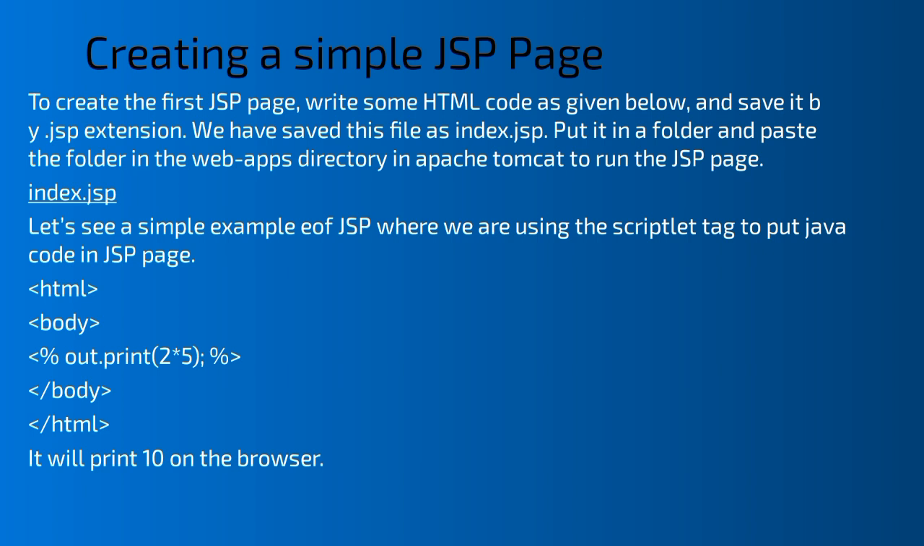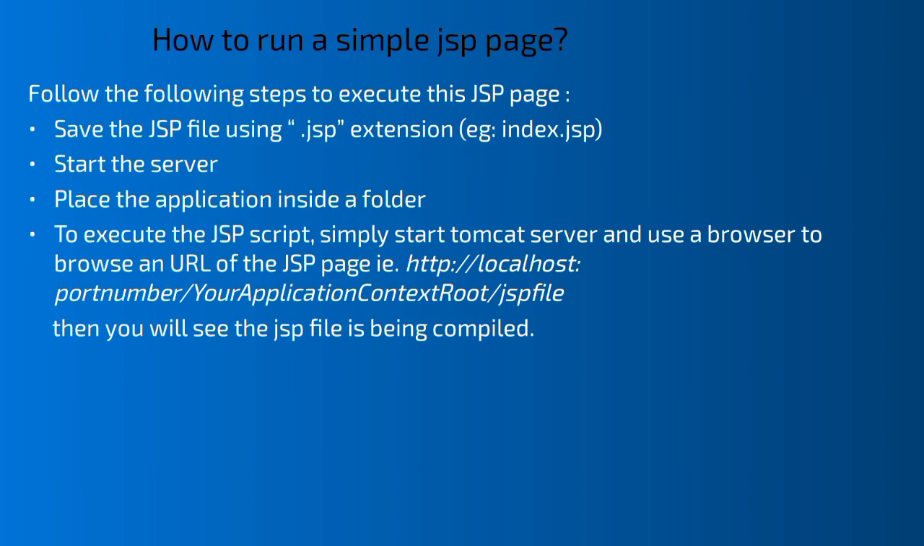Open tag html close tag, open tag body close tag, open tag <% out.print(2*5); %> close tag. Then we close the body and html. The code will print 10 on the browser. How to run a simple JSP page? Follow the steps to execute this JSP page. Save the JSP file using the .jsp extension. In the example, we use index.jsp.